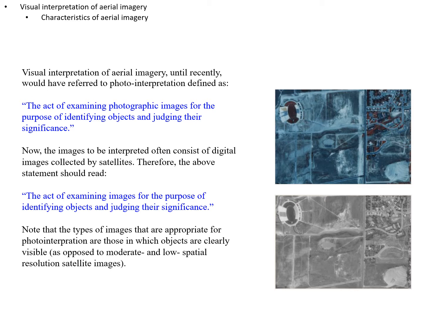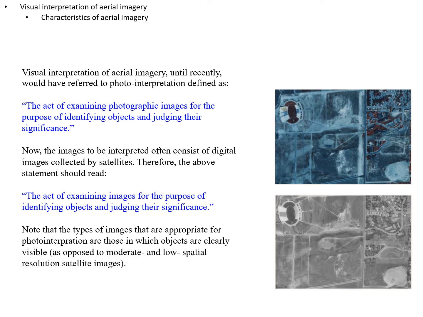So until recently, we wouldn't have said visual interpretation of aerial imagery. We would have referred to photo interpretation. So the act of examining photographic images for the purposes of identifying objects and judging their significance. Now we look at a wide range of types of visual media, including especially digital images collected by satellites. So now we just talk about the act of examining images for the purposes of, again, identifying objects and judging their significance.